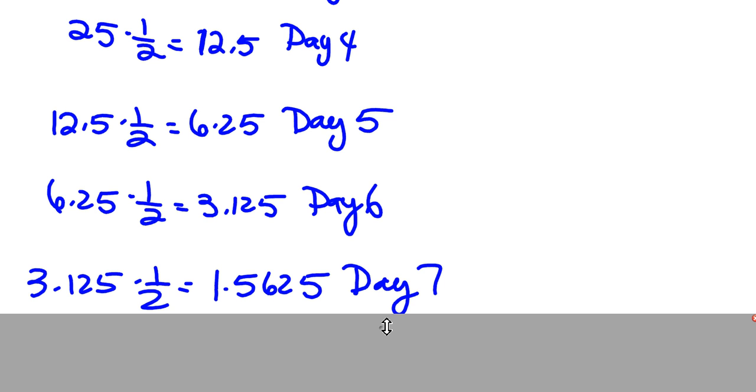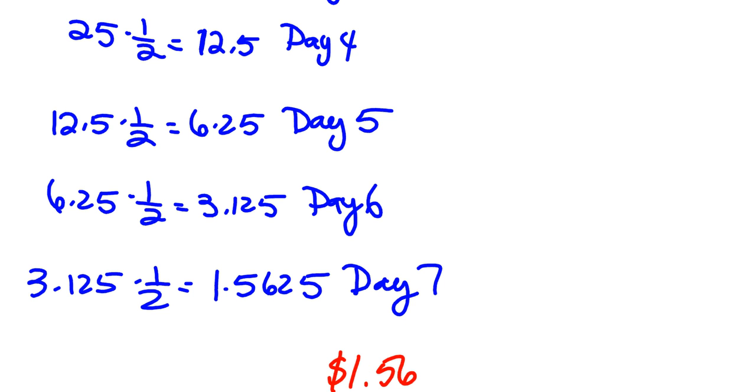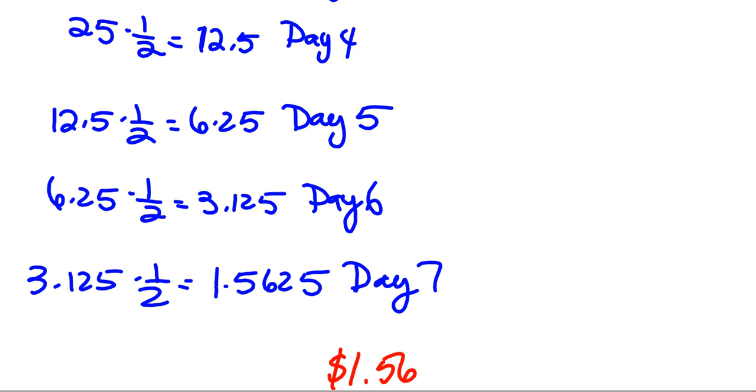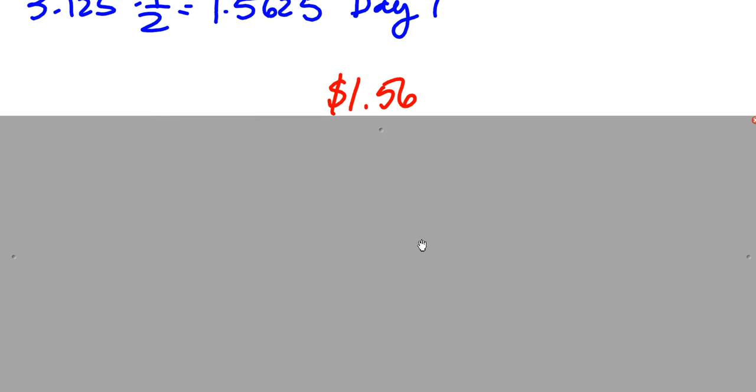Now this is money, so how much money would Chris have? Well, that would be $1.56. So each day we multiplied by 1/2. Well, remember, repeated multiplication is represented by an exponent. So we could have written this a little bit simpler.